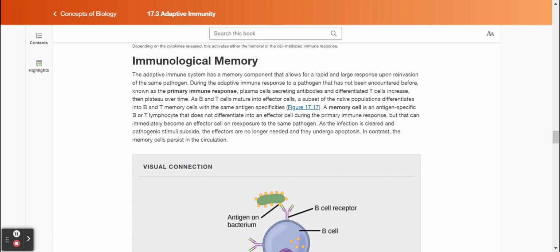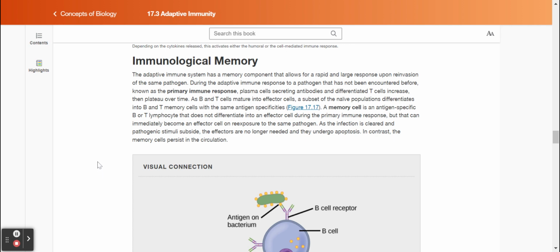As B and T cells mature into effector cells, a subset of the naive populations differentiates into B and T memory cells with the same antigen specificities. A memory cell is an antigen-specific B or T lymphocyte that does not differentiate into an effector cell during the primary immune response, but that can immediately become an effector cell on re-exposure to the same pathogen.